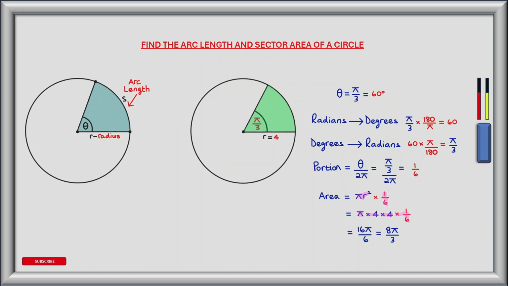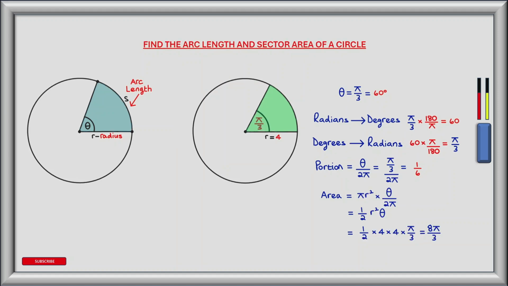So that's pi multiplied by 4, and then multiplied by our fraction of 1/6. That will give us 16 pi divided by 6, and dividing numerator and denominator by 2, we simplify it to give us 8 pi divided by 3. So this gives us the area of our sector when the angle theta subtended is pi divided by 3.